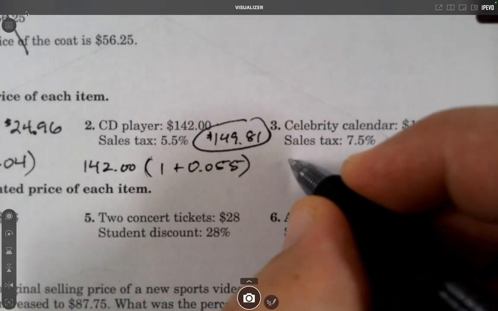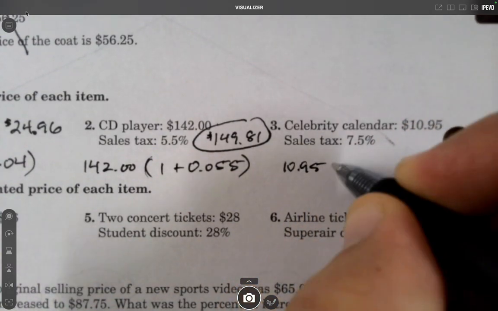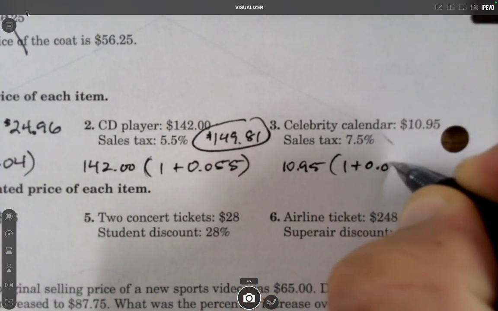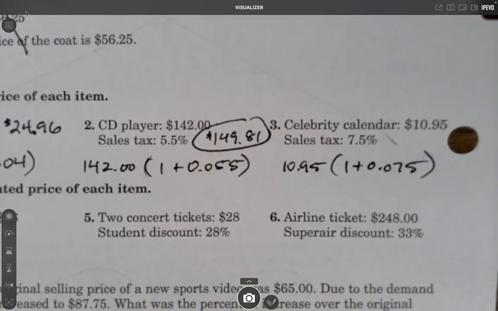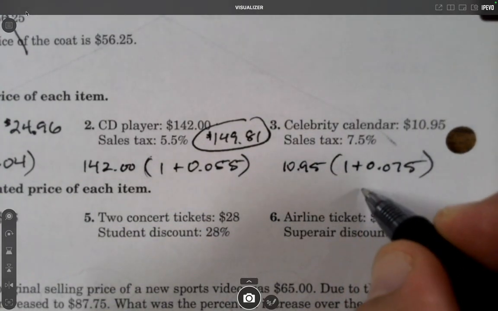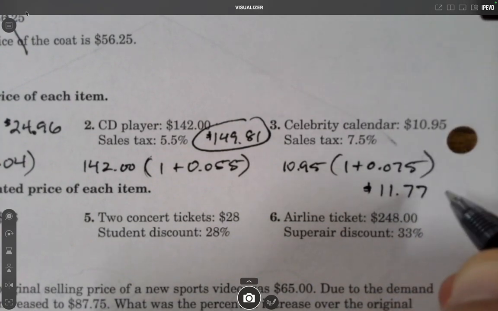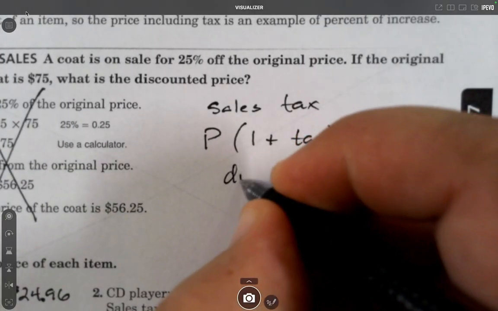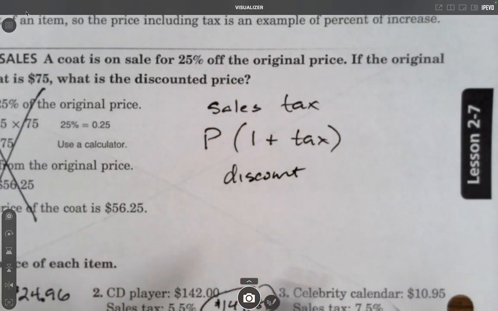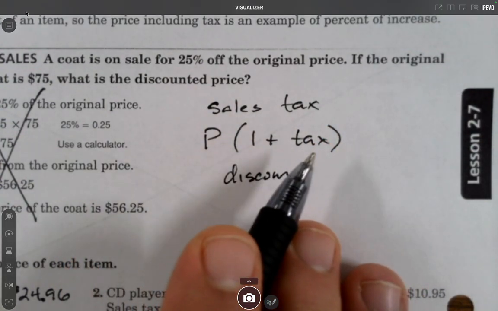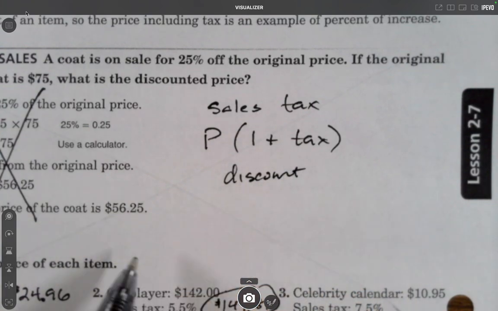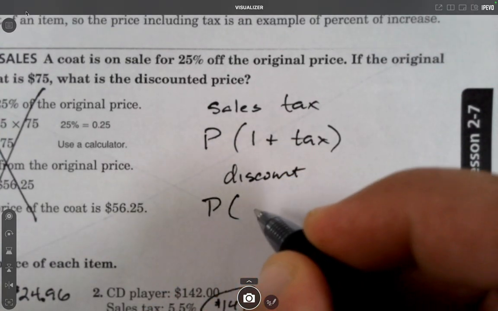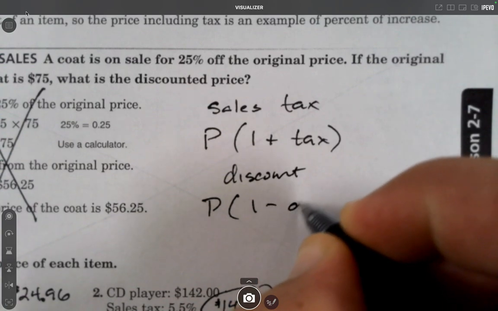On this one, we have a celebrity calendar, $10.95, that's the price. We multiply 1 plus 0.075. When you multiply those together, you get that the price ends up being $11.77. So that's for sales tax. Now for a discount, it's almost identical except for one thing. Sales tax adds to your price. A discount subtracts from your price. So instead of doing 1 plus, we do 1 minus the discount.